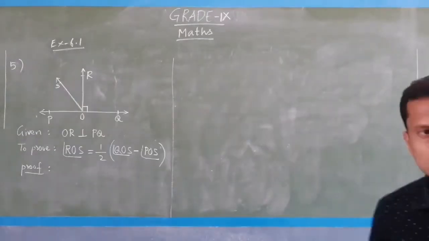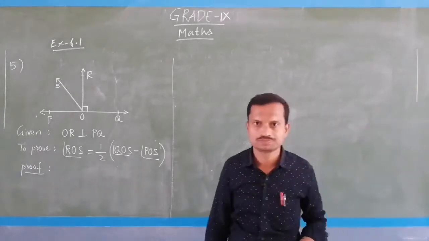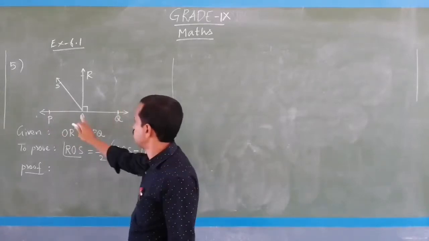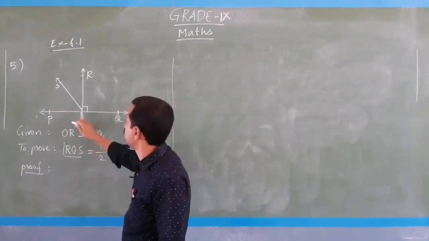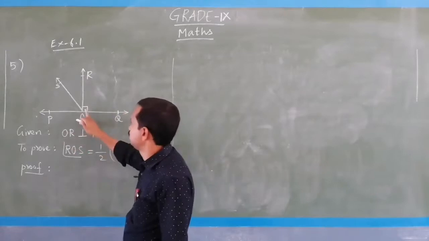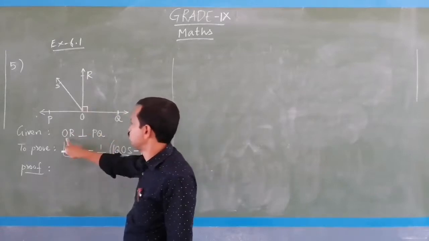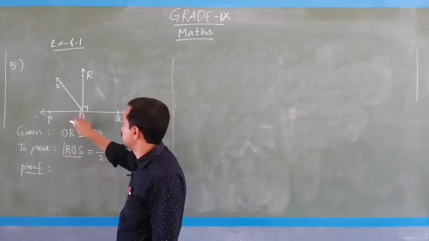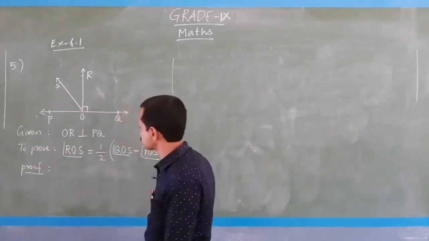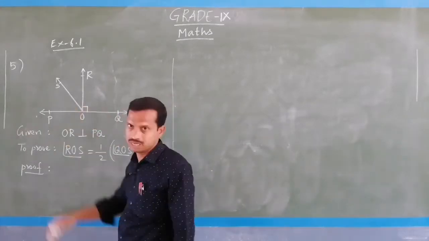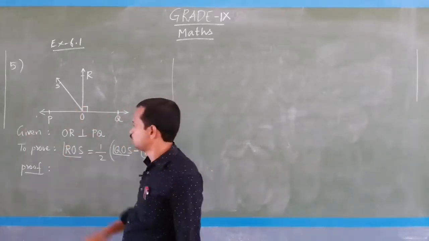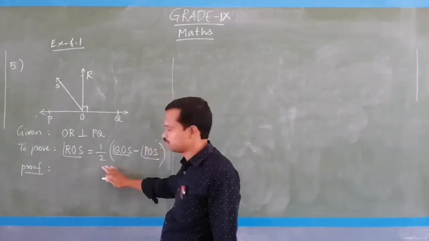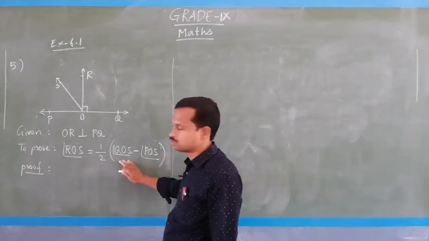So now coming to question number 5. This is the figure, POQ is a line, OR is a ray on it which is perpendicular to PQ. OR is perpendicular to PQ, it is given, and another ray OS is there which is between OR and OP. And to prove: angle ROS is equal to 1 by 2, that means half of, angle QOS minus angle POS.